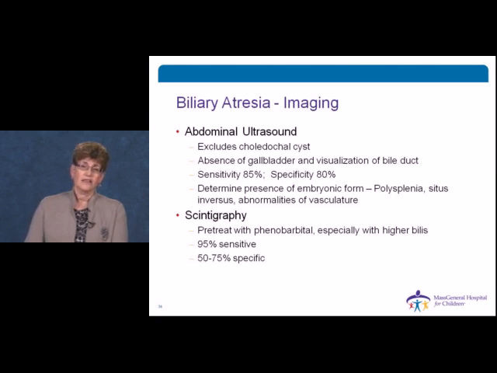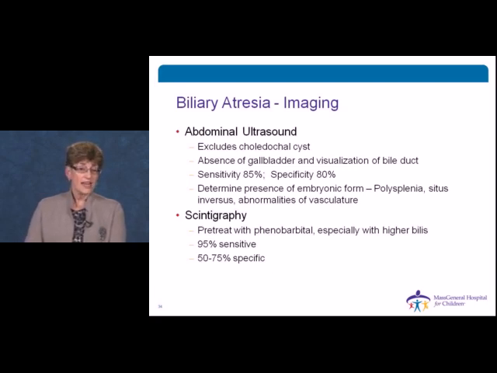And polysplenia, situs inversus, and abnormalities of the vasculature, particularly of the hemiazygous vein and the inferior vena cava, are not infrequently seen with the embryonic form of biliary atresia.